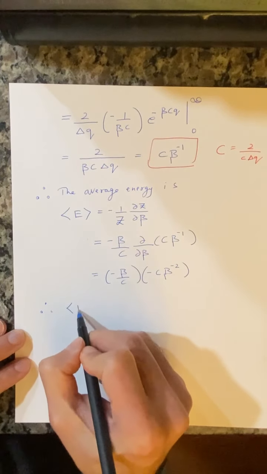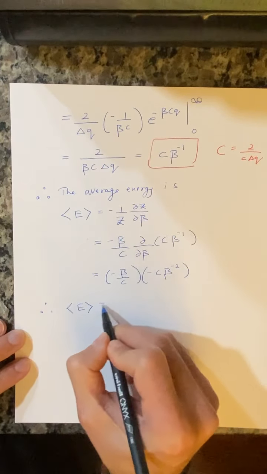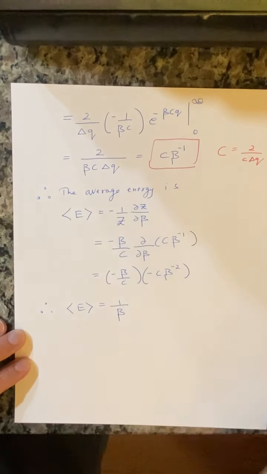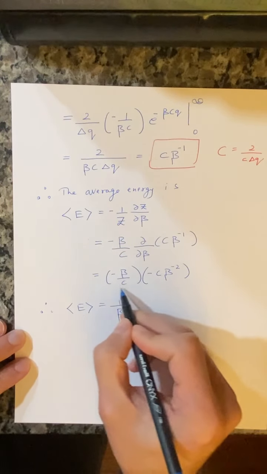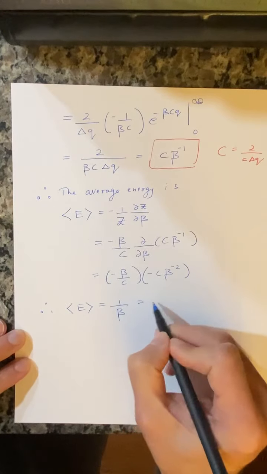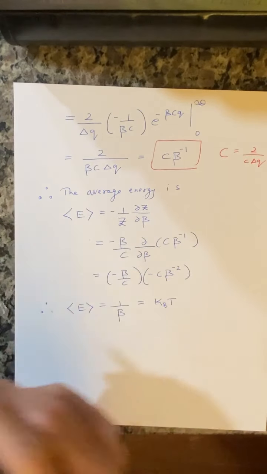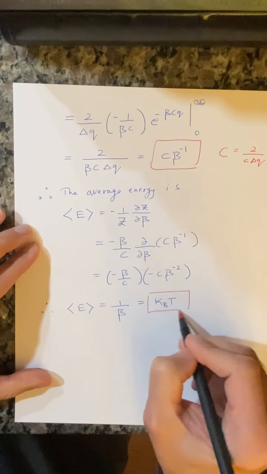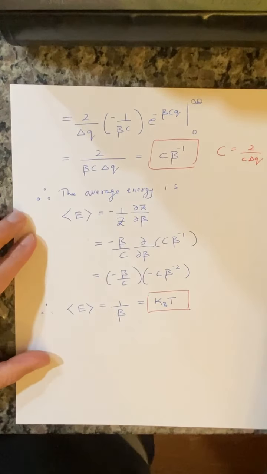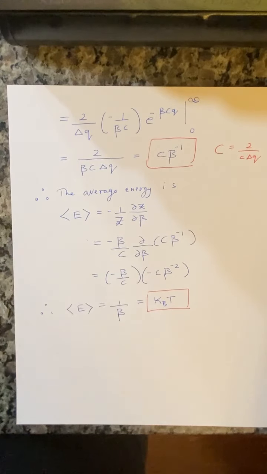Therefore, over here, the average energy is going to be 1 over beta. If I solve this further, I end up with 1 over beta. This is nothing but kBT. This is what the problem actually did ask us. It's almost like verifying if you understood the equipartition theorem proof, and it will really help you.